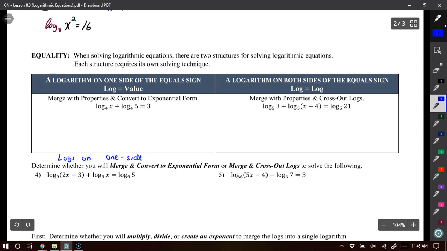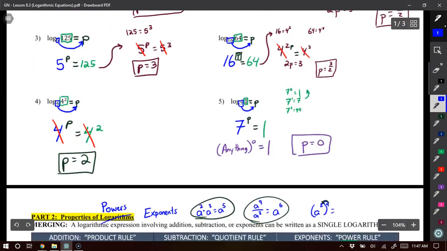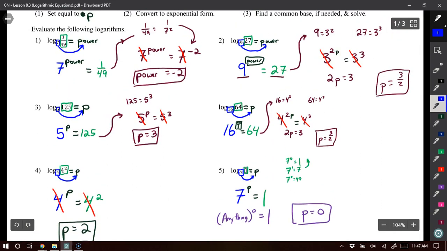Or you can have a log equal to a log, which means you have logs on both sides. That structure determines how you're going to solve. If you have a log equal to a value, you're going to convert to exponential form. And I want to scroll up and show you. That's what we did right here. You've already had a log equal to a value. You've had logs equal to powers.